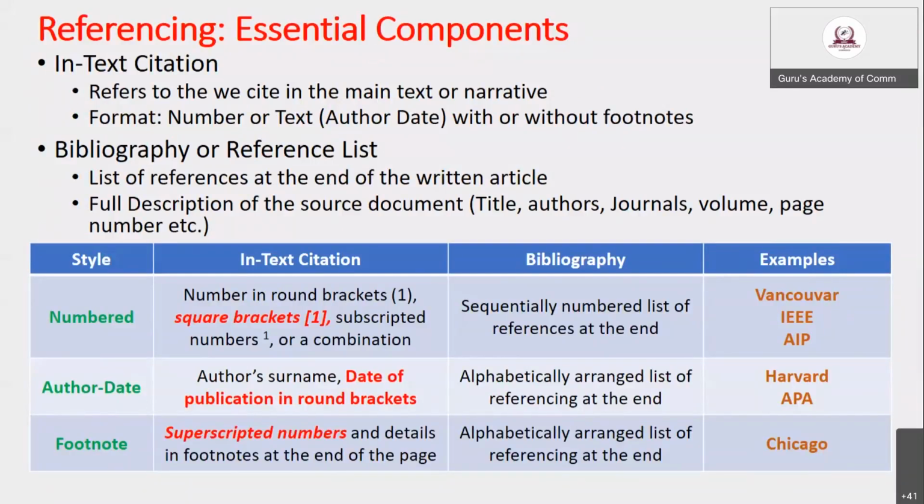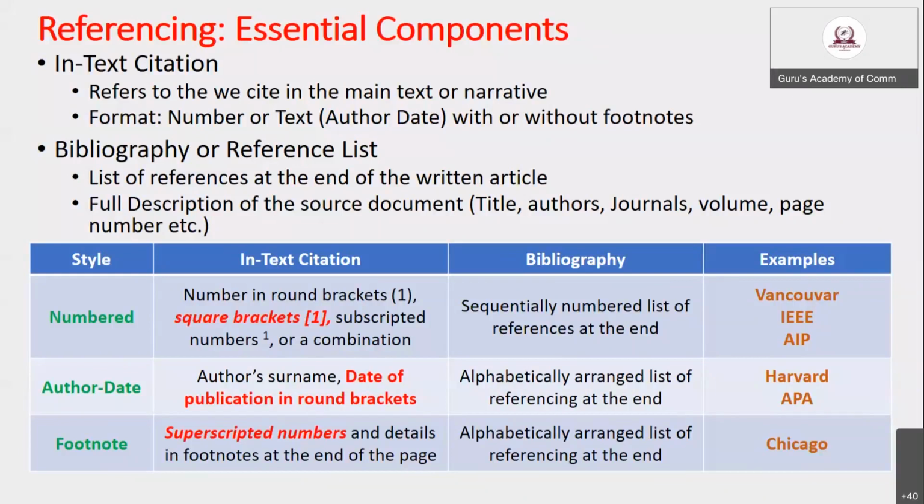Some of the kinds of references you have seen in many articles are the numbered style, author-date style, and footnote style. Most probably Vancouver, IEEE, and AIP reference styles use numbers in square brackets. If you choose any particular indexed journal to prepare your article for, giving the references in square brackets is very, very essential.